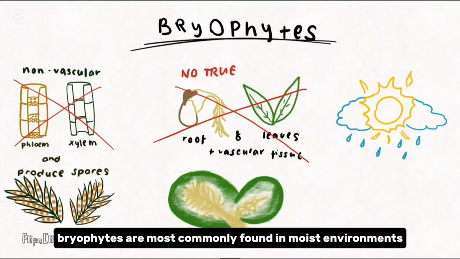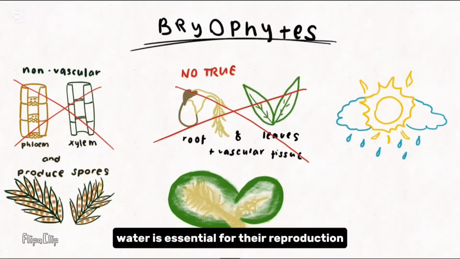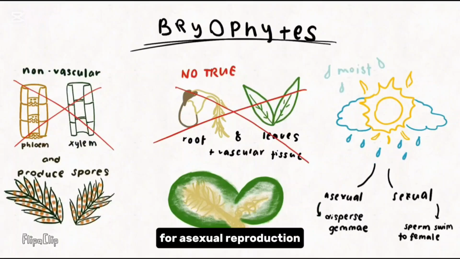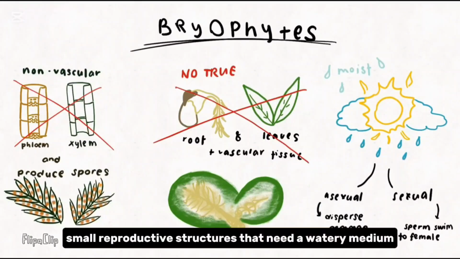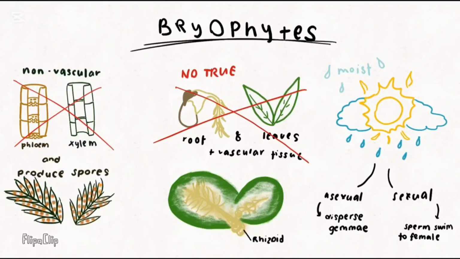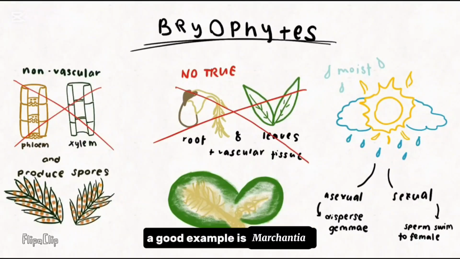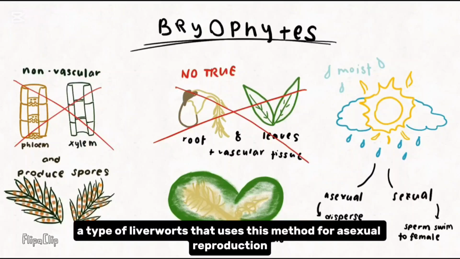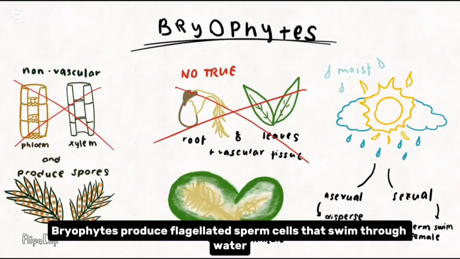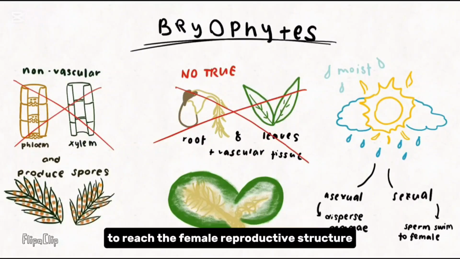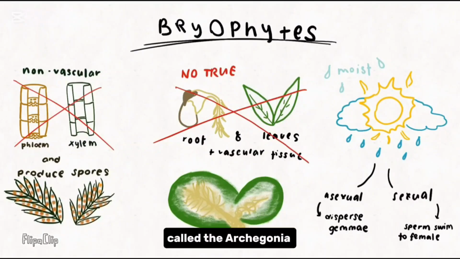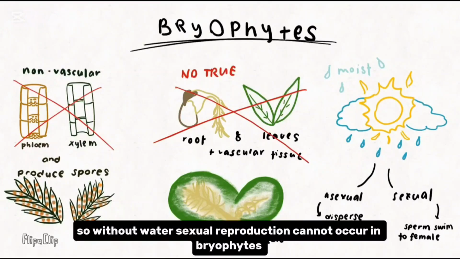Bryophytes are most commonly found in moist environments. Water is essential for their reproduction. For asexual reproduction, they disperse gemmae, small reproductive structures that need a watery medium like rain for dispersal. A good example is Marchantia, a type of liverwort that uses this method. For sexual reproduction, bryophytes produce flagellated sperm cells that swim through water to reach the female reproductive structure, called the archegonia. So without water, sexual reproduction cannot occur in bryophytes.